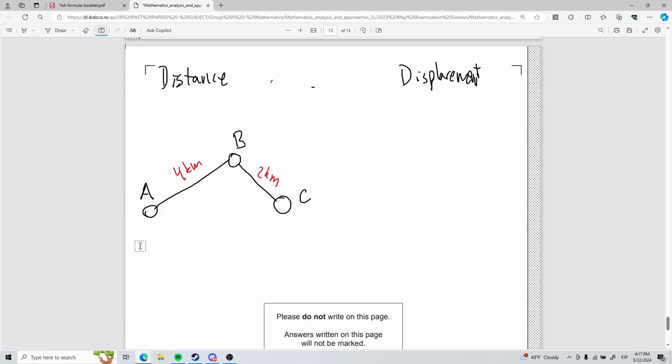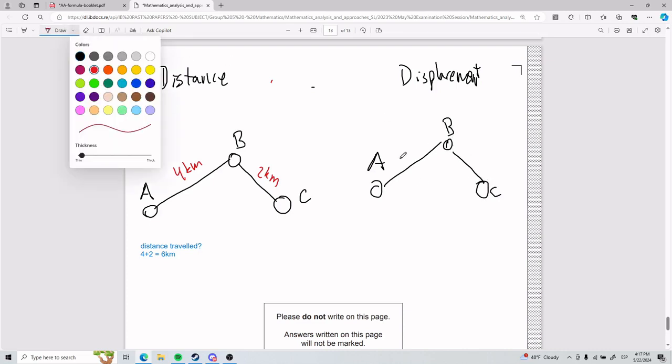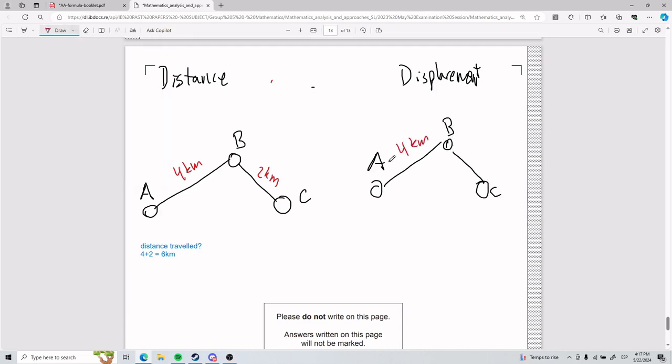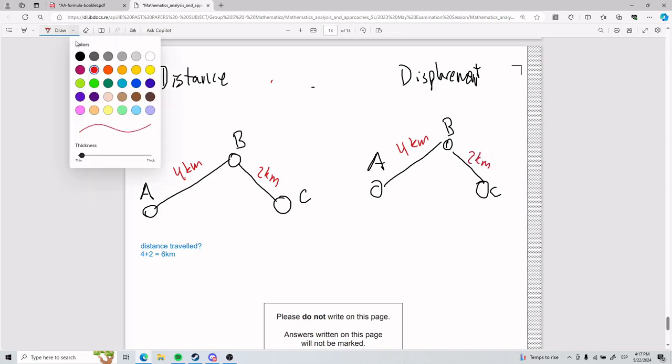And so distance traveled, right, is going to be 4 plus 2 gives you 6. All right, that's pretty straightforward. It makes sense. Now over here for displacement, I'm going to take the same exercise. So you have A going up to B and then going down to C, right? Now from A to B, it's still going to be the same 4 kilometers. From B to C is going to be the same 2 kilometers, but the displacement is a little bit different.